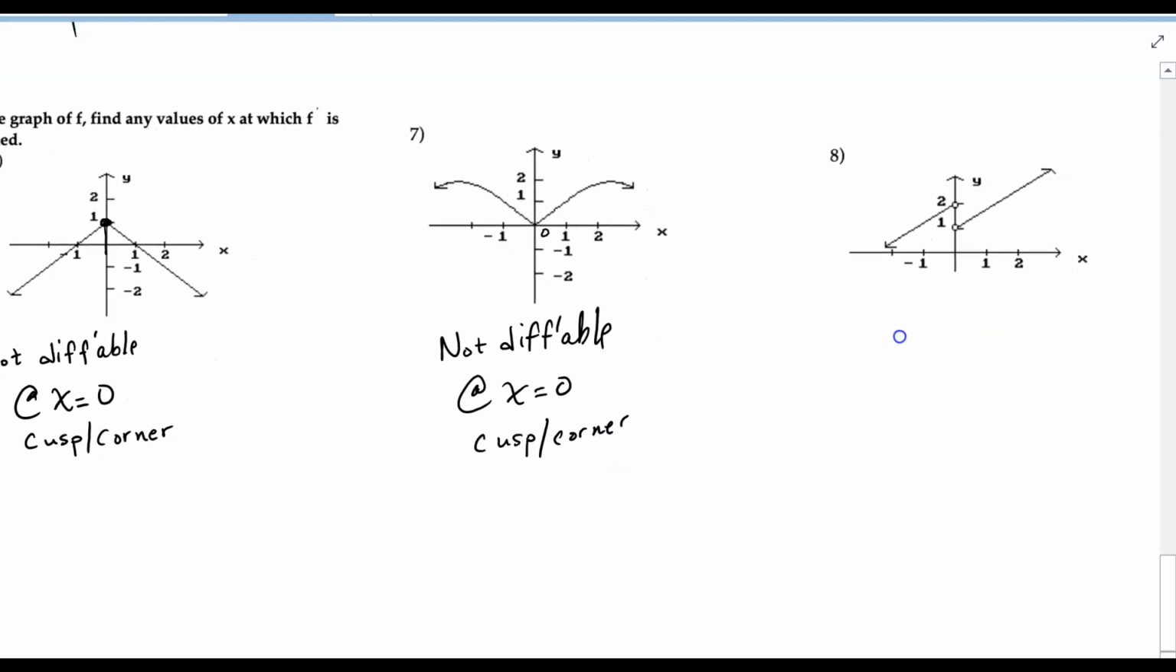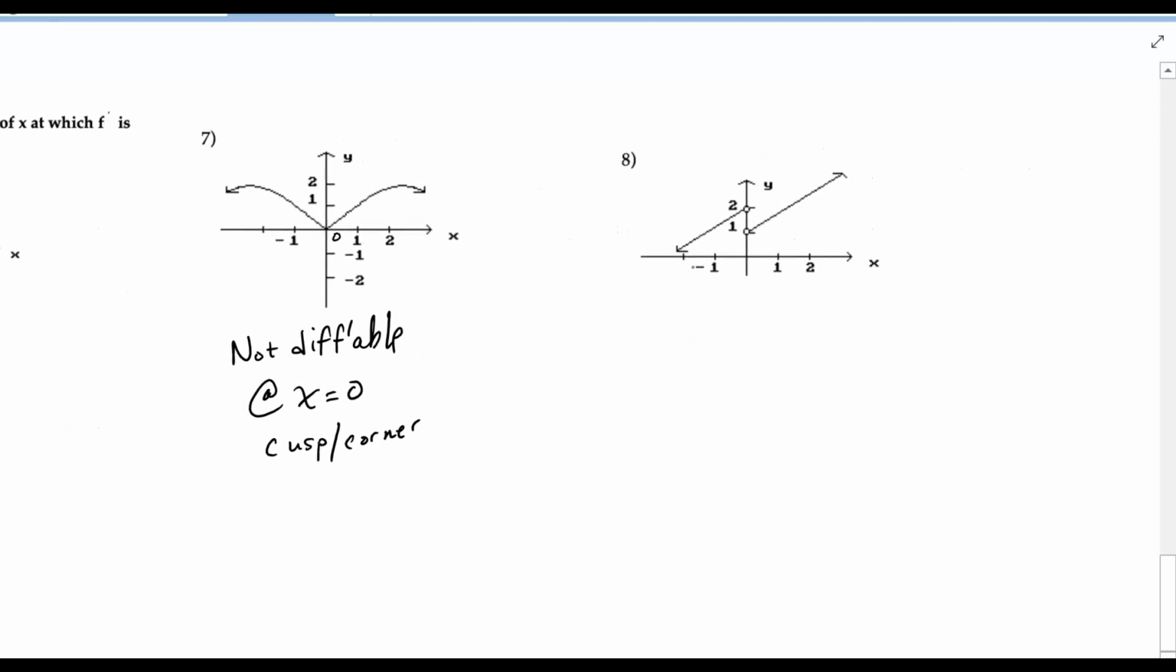So next one, last one, number 8 here. You notice this is also 0. I mean, not a big deal that they were all 0. It could move around. Don't worry. Not differentiable at x equals 0. And we're going to say why? Because it's discontinuous. You might also call it a jump.